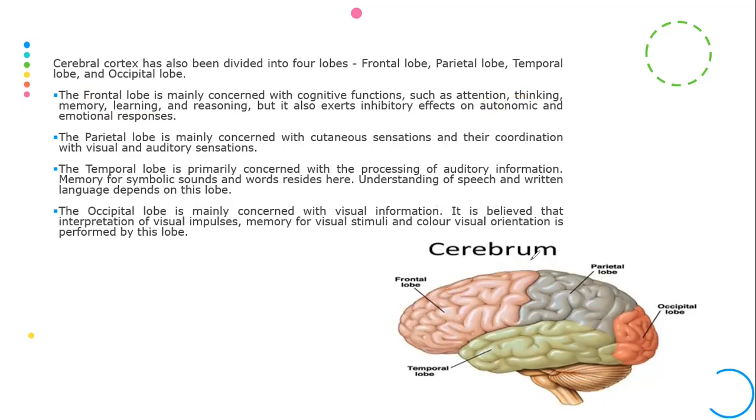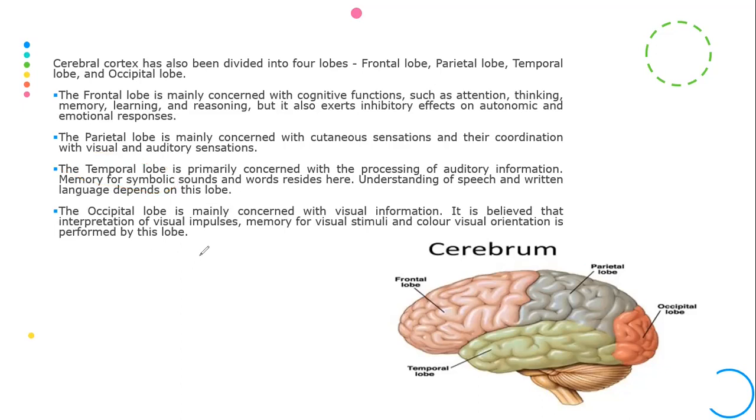The parietal lobe is like the midbrain. The middle lobe is mainly concerned with cutaneous sensations and their coordination with visual and auditory sensations. The sensory organs' functions are related to the parietal lobe. The temporal lobe is primarily concerned with the processing of auditory information; memory for symbolic sounds and words resides here. Recalling and information processing happen in the temporal lobe. It is connected to the limbic system, thalamus and hypothalamus. Understanding speech and written language depends on this lobe.